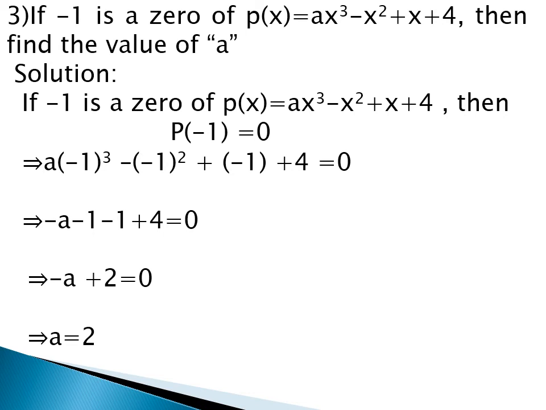This is a very important question. If minus 1 is the 0 of p of x, then what should we write to find the value of a? We should write p of minus 1 equal to 0. Then we write p of minus 1, that is a into minus 1 cube minus of minus 1 square plus minus 1 and plus 4 equal to 0. Solve this, we will get the value a equal to 2.